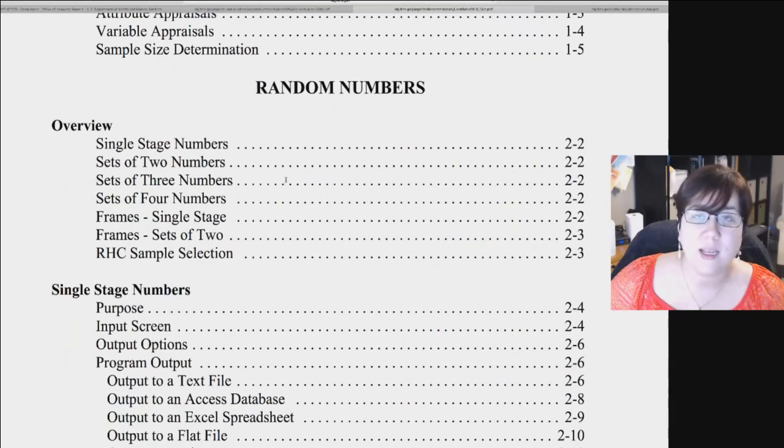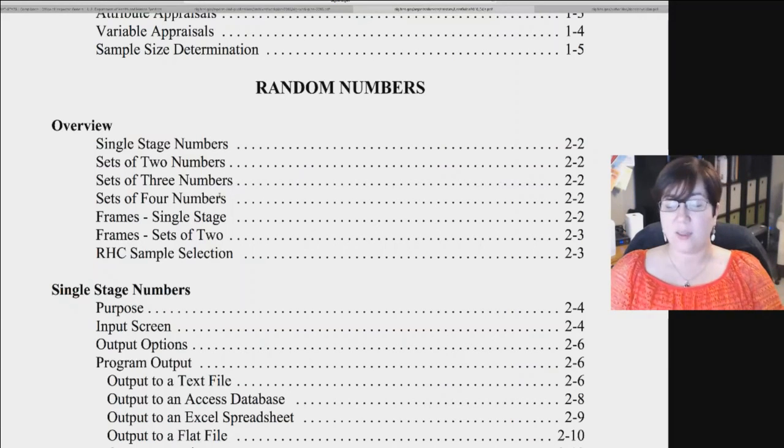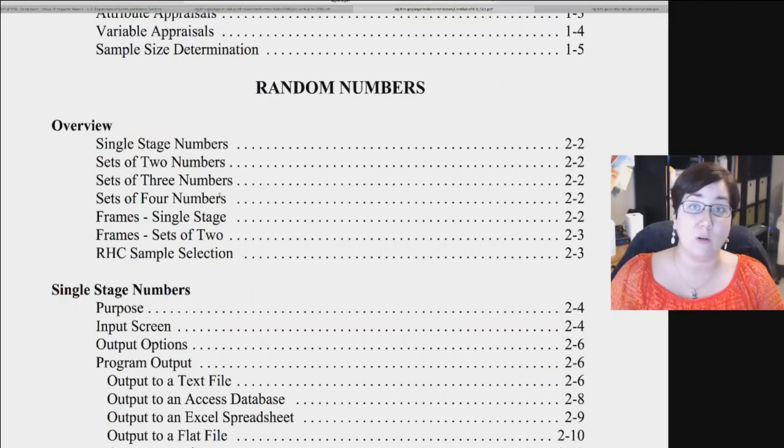Basically, it's a software system that will pull up and let you identify how you're going to do your randomization. So if you're doing a single stage sample, or a set of 2 numbers, 3 numbers, 4 numbers, it walks you through what you need to put in. Think of it this way: I have a very large spreadsheet of encounters. So maybe my physician group saw, let's say, 10,000 patients last month. I know that's a crazy high number, but I have a list of 10,000 encounters for last month.